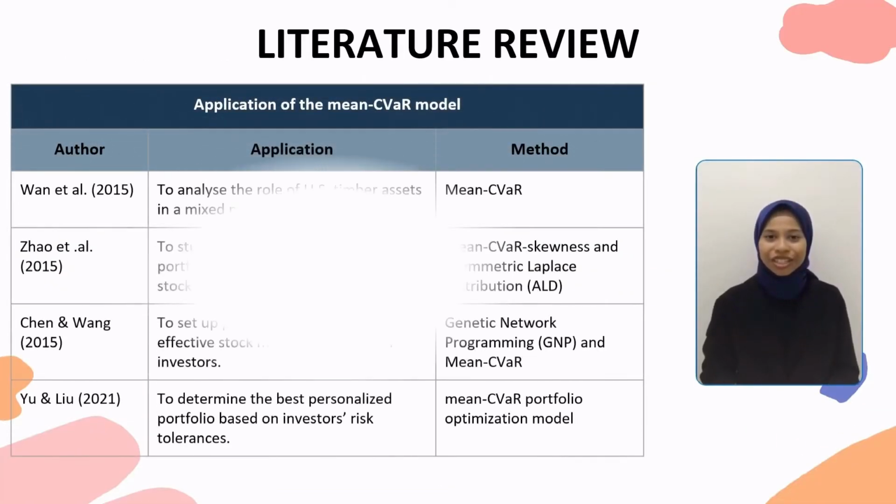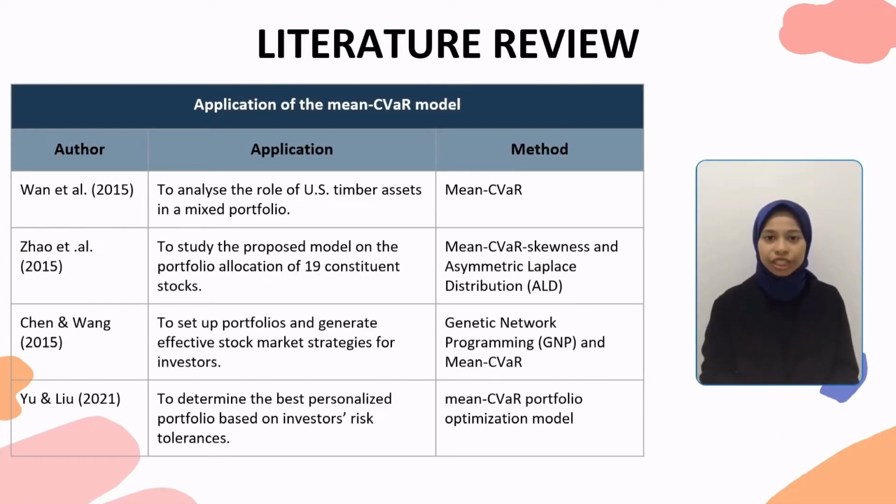For the literature review, we will present the application of the Mean-CVaR model. Ono et al. in 2015 applied Mean-CVaR on a mixed portfolio consisting of US timberland assets. They concluded that Mean-CVaR in a mixed portfolio reduced risk more effectively than mean variance. Then, Zhao et al. in 2015 proposed a Mean-CVaR skewness model on portfolio allocation of 19 constituent stocks. They concluded that the Mean-CVaR skewness model can be widely used to solve portfolio optimization problems.